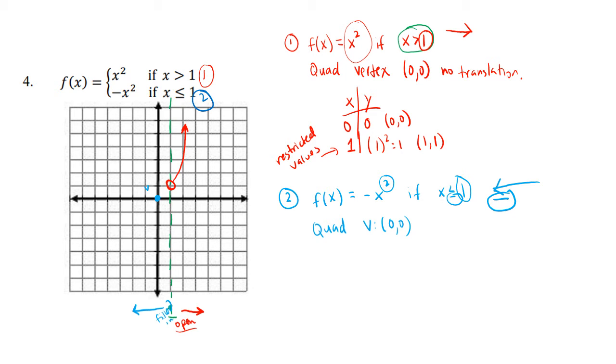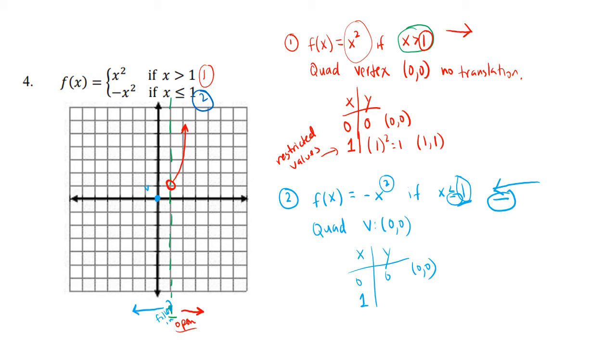Okay, so we're graphing to the left. When we get to the restricted line, it's going to be filled in. We know it's quadratic because it's squared. To finish it off, we use the table. And again, start with the vertex. The vertex happens to be the same. Plug in the restricted value. The restricted value, again, is 1.